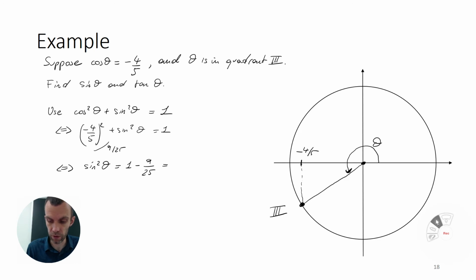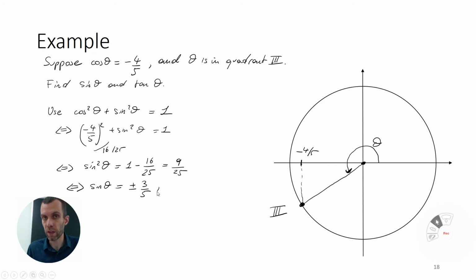Sorry, that's wrong. Not 9 over 25. My apologies, 16 over 25, 16 here. And then 1 minus 16 over 25 is 9 over 25. So moving on, if we then take the square root, we get that sine theta is plus or minus 3 over 5.